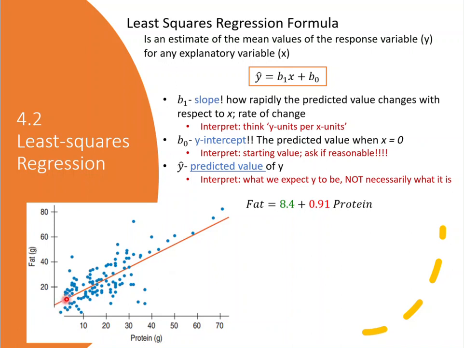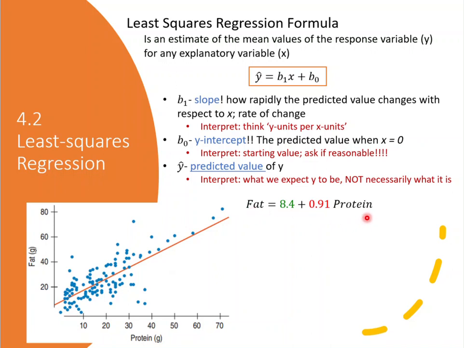You'll also notice this red line that is drawn on the screen, and that's the least squares regression line we're going to be working with for this video, for this section. This red line represents, again, our prediction or our estimate of the mean values of these y variables. Here is the formula for that line that we see there.